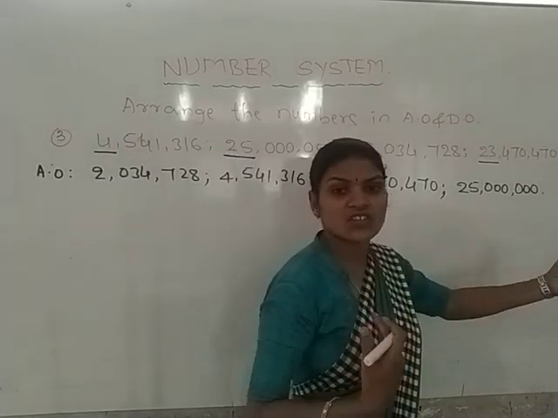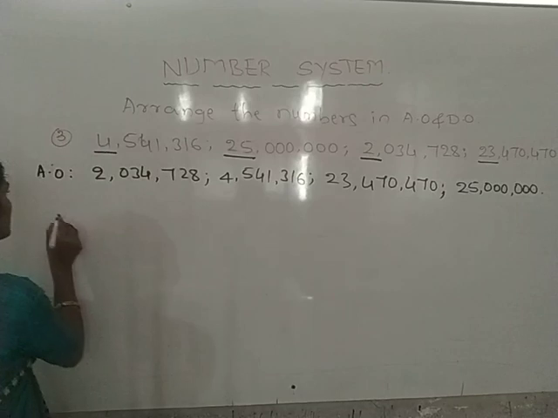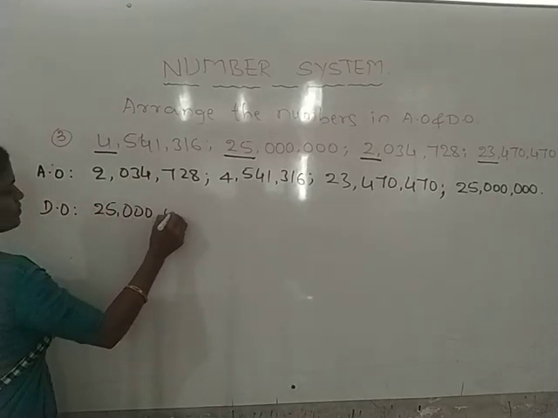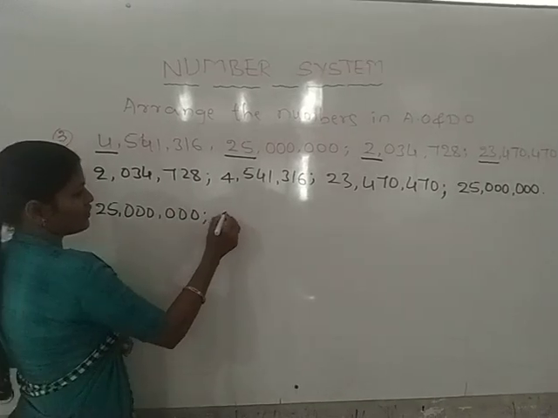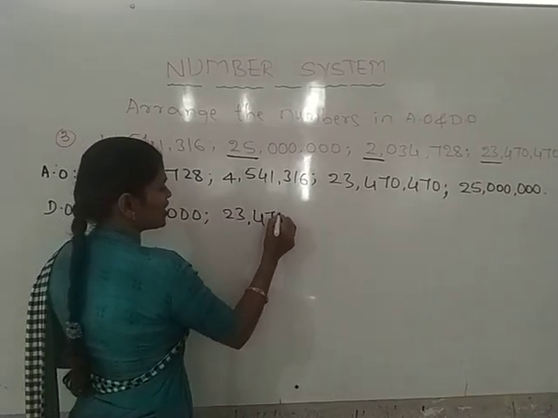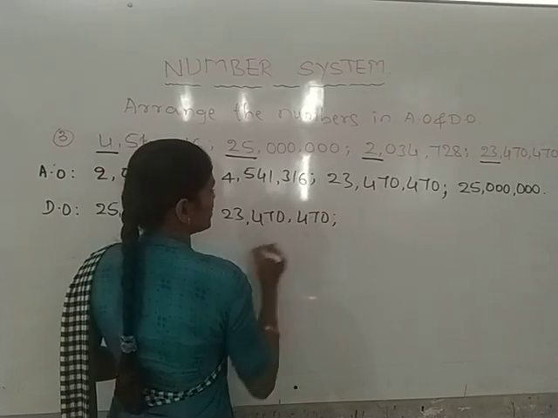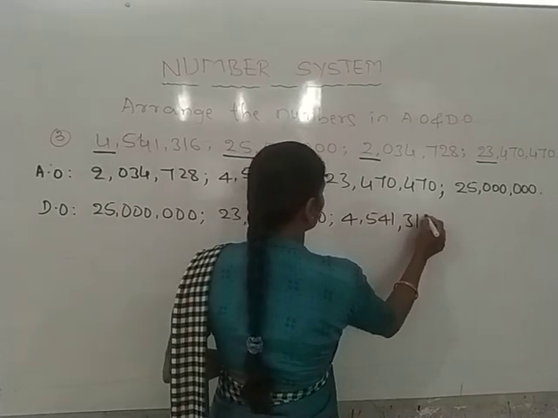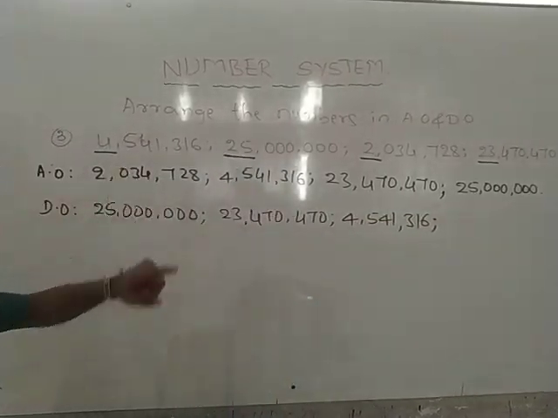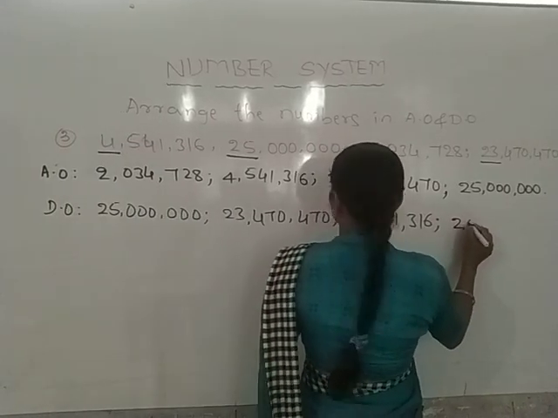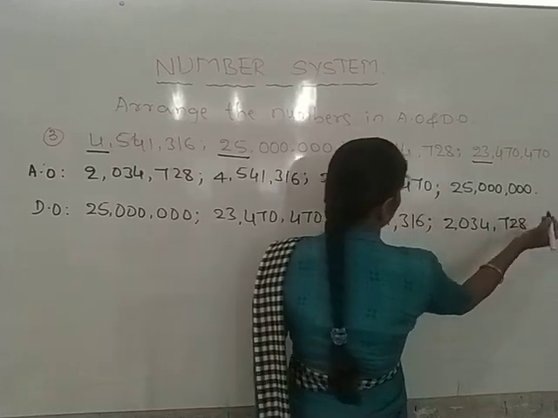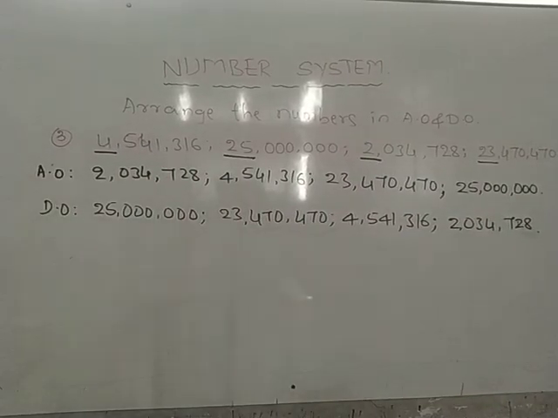It's exactly the reverse order that is the descending order. So just take your descending order. 25 million. Next, 23,470,470. It's next. 4,541,360. So finally, the least number is what here? 2,34,728. This is the arrangement of the numbers in ascending as well as descending order.